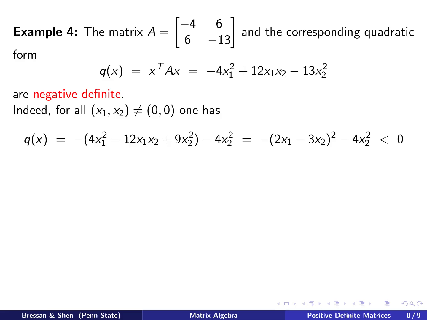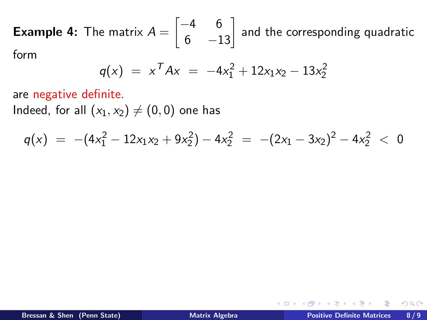Okay, and then here's negative 13. You take out a negative 9, then you get a negative 4. Okay, so we get these two terms, and then we write the first term as its square. So 2x1 minus 3x2 square, and then minus 4x2 square. So we have two terms, and they are both negative. Then the whole thing is negative.